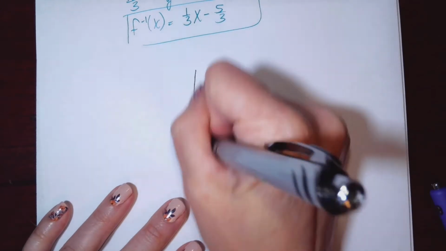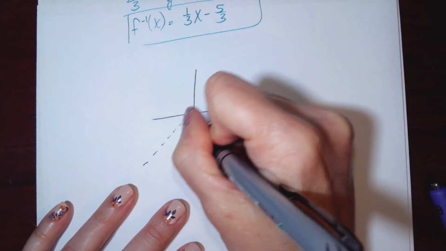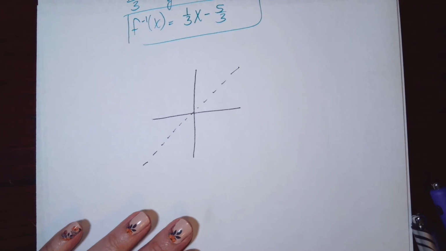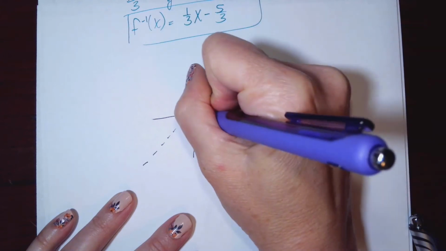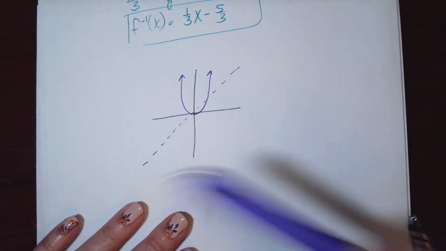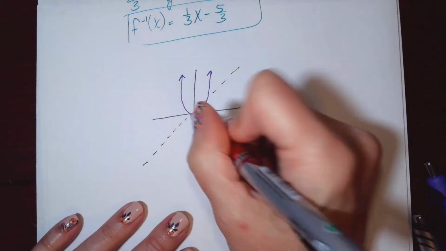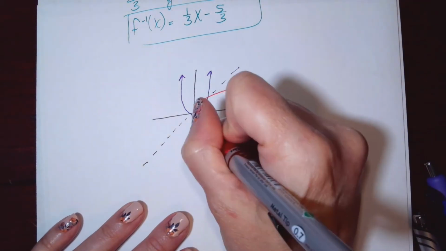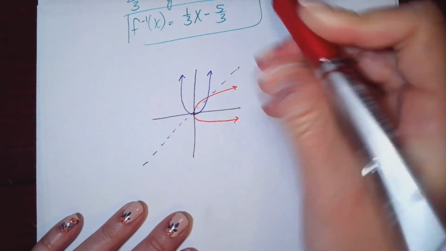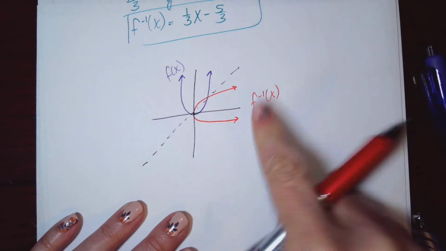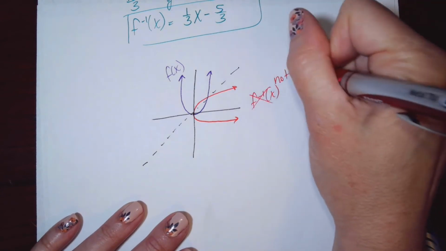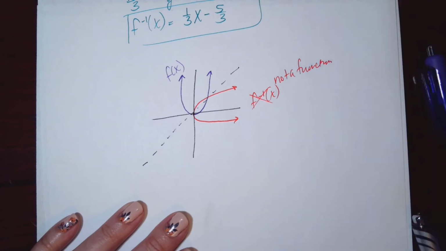So let's take a look at that. Let's say we've got, there's my line of reflection. If I've got my parabola here, my quadratic function, and I invert it, it's going to reflect across this line. This piece goes here, and this piece goes here. This would be f of x. This would be f inverse of x, except this is not a function, because when I invert it, now it fails that vertical line test.